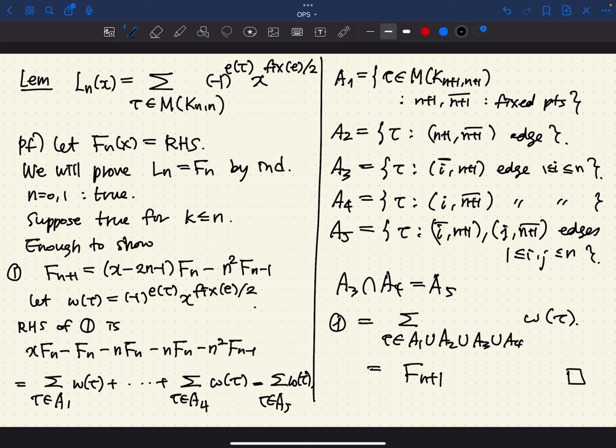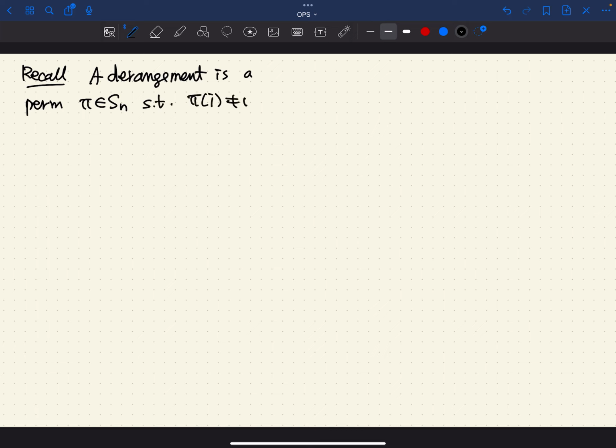Okay, now we have a nice combinatorial model for the regular polynomials, but we need one more definition. But just before that, let me recall that a derangement is a permutation pi such that pi(i) is not equal to i for all i. It doesn't have any fixed point. That's what a derangement means.